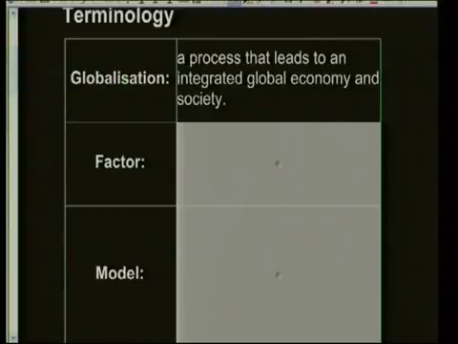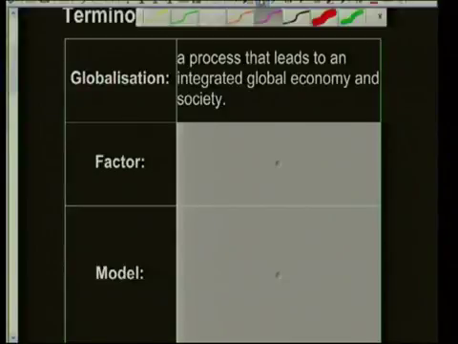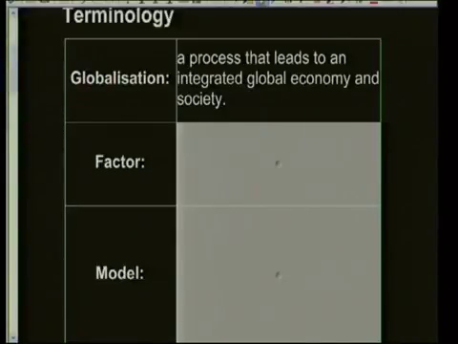Once again, one of the most important things that you need to be able to do is to define important words. And the important words that go with the frameworks are the following. Globalization. Globalization is a process that leads to an integrated global economy and society. The key words here being integrated global economy. When we have globalization, they speak about how our borders no longer exist. We're sharing information, we're sharing technology, and all of those things come into the specific topic of globalization.